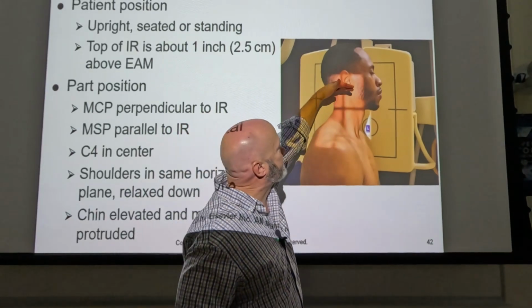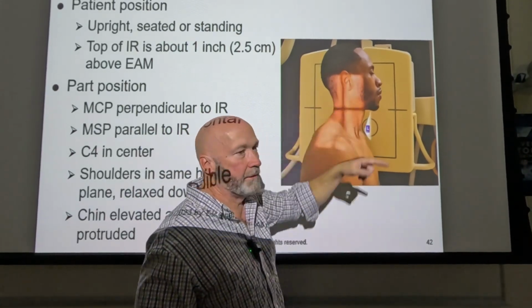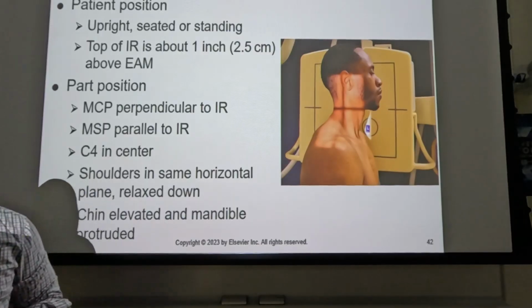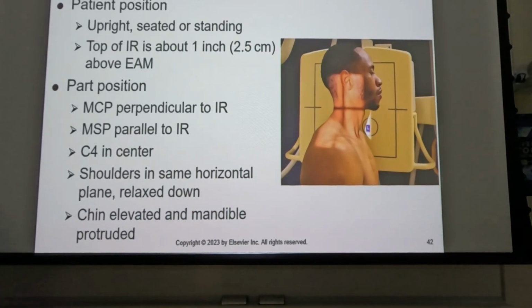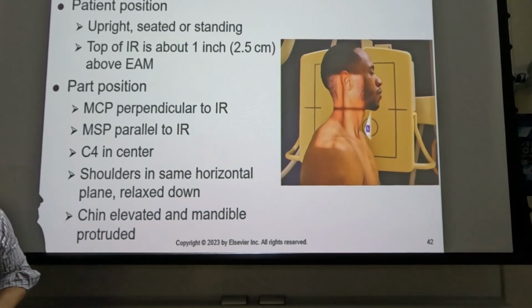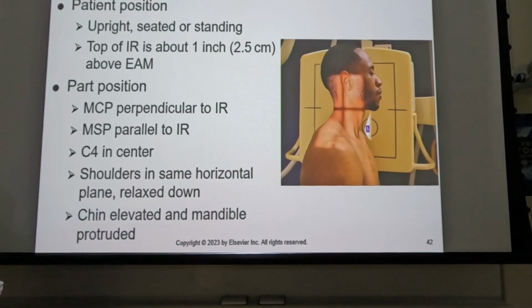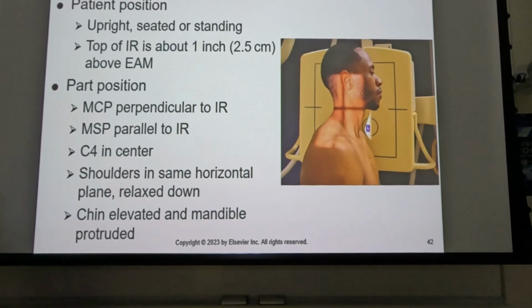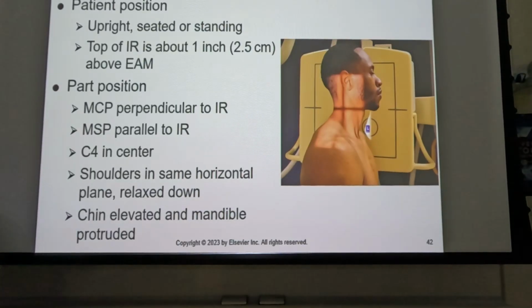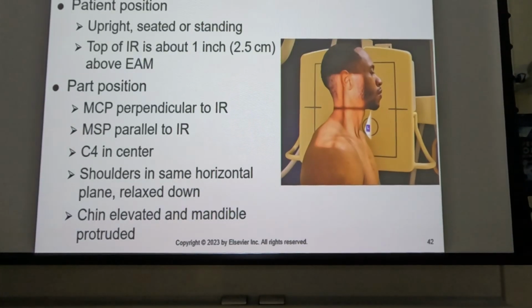Now notice though how high the collimation is. I mean, your C-spine ends right here, but our collimation goes all the way up pretty much to the top of the ear. There's a reason for that. I'll show you in a minute, but make sure that your collimation extends up to pretty much the top of the ear attachment, way up pretty close to your temple, okay? All right, so top of the ear, 1 inch above the EAM, C4 is going to be in the center.